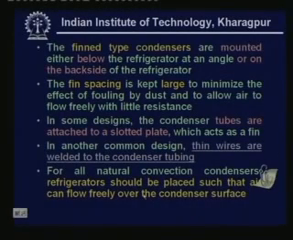For all natural convection type of condensers, refrigerators should be placed such that air can flow freely over the condenser surface. So, you have to orient it properly so that proper airflow can be maintained.